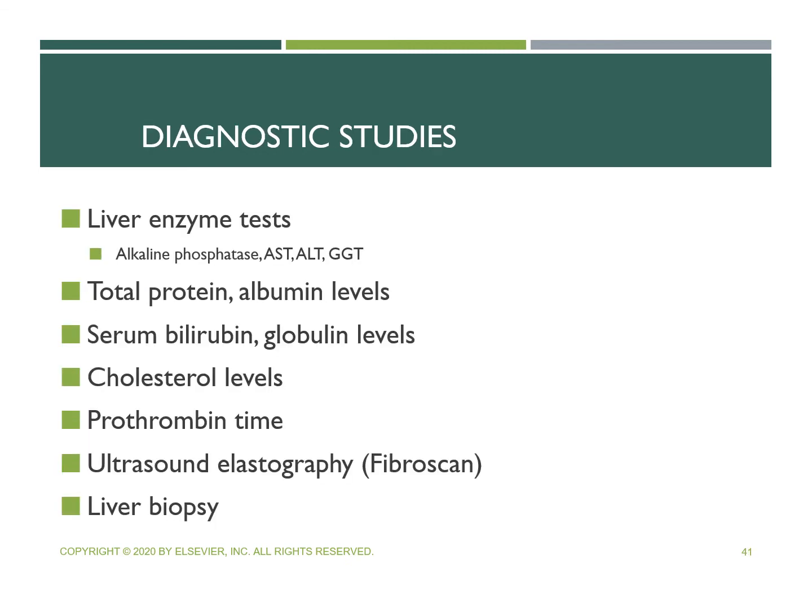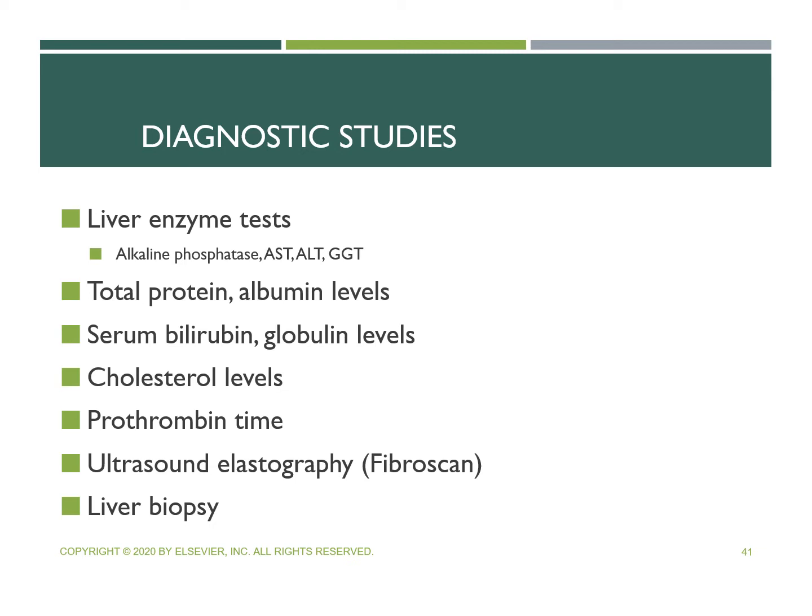Now we're looking at diagnostic studies and tests for the patient that has cirrhosis. So liver enzymes are going to be elevated. The alkaline phosphatase, AST, ALT, and GGT would all be elevated. Your protein and albumin levels would be decreased. Your serum bilirubin and globulin levels would be increased. Your cholesterol levels will be decreased. Your prothrombin time, which is your PT, and your INR are both going to be elevated.